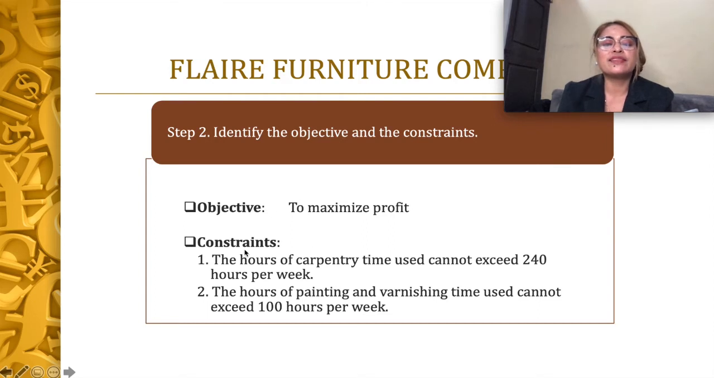Now, the constraints are, first, the hours of carpentry time used cannot exceed 240 hours per week. And the second, this is actually a constraint on time. Now, the second constraint is the hours of painting and varnishing time used cannot exceed 100 hours per week.